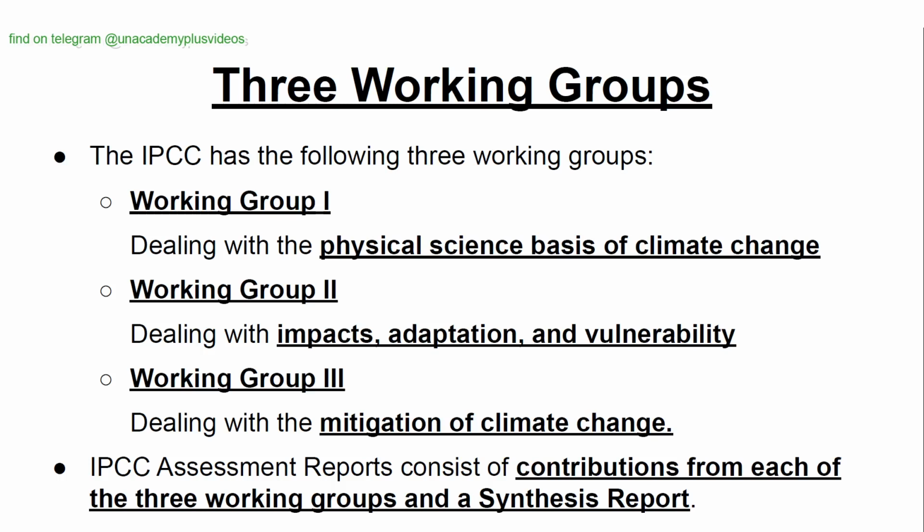Three working groups. IPCC has the following three working groups: Working Group 1, Working Group 2, and Working Group 3. Group 1 deals with the physical science basis of climate change. Group 2 deals with the impacts, adaptation, and vulnerability. Group 3 deals with the mitigation of climate change. IPCC assessment reports consist of contributions from each of the three working groups and a synthesis report.